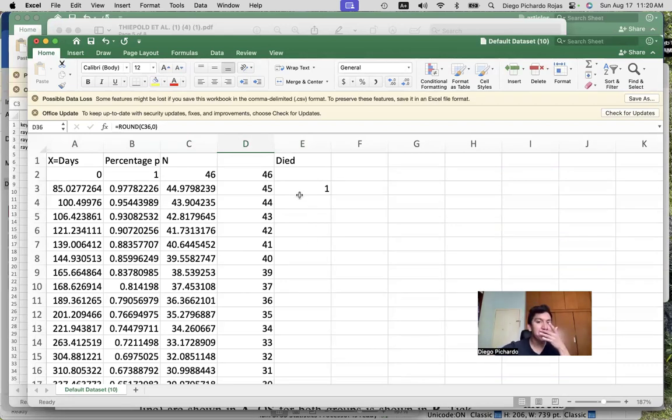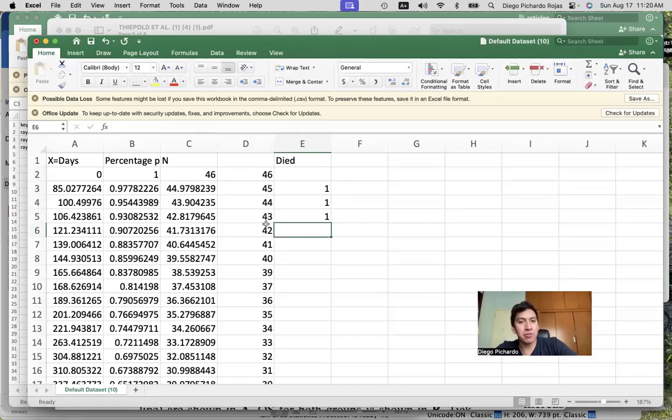So now, what do we need? We need 46 data points for these 46 patients. That makes sense? So we can analyze the data. Yeah? So now, what we're gonna do, we're gonna write down how many patients died. All right? So from here to here, 1 patient died. From here, 1 patient died. From here, 1 patient died.